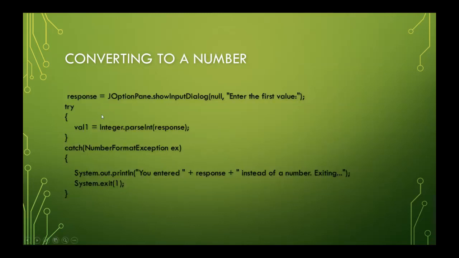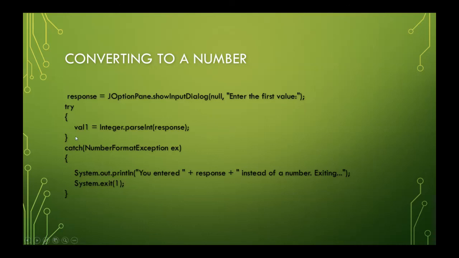So if we look here, we're going to go ahead and get a number. We say enter the first value, and we'll store that in response. So again, that's going to be a string. For instance, if the user typed 15, it wouldn't be 15. It would be the string 1, 5. And you can't do math on a string. So then we have to parse it. If you look here, val1 equals Integer.parseInt(response). That's going to take the string 1, 5 and convert it to an integer value 15.